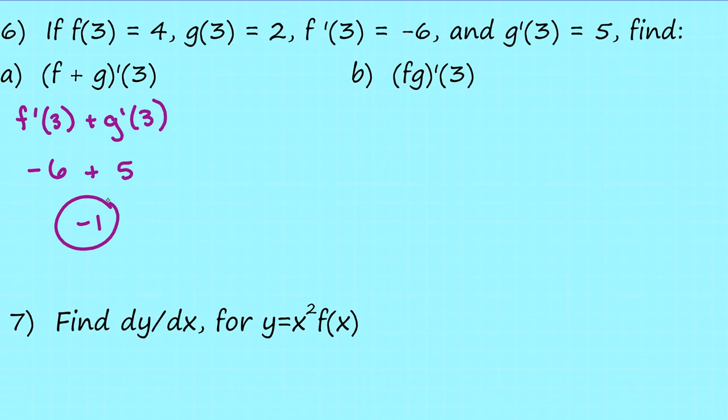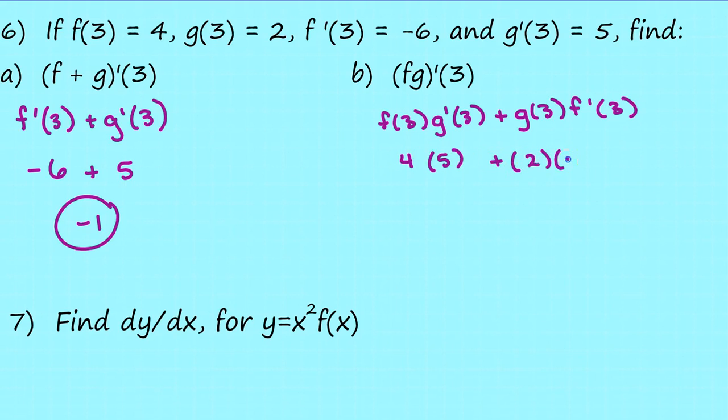However, when we look at part B, we're asked to find the derivative of the product. And the whole point of today's lesson is that the derivative of a product is not the product of the derivatives. The derivative of the product is found by using the product rule. According to the product rule, we take the first times the derivative of the second plus the second times the derivative of the first. Once we have that established, let's look back up at the top and plug in the numbers. So we have 4 times 5 plus 2 times negative 6. 20 minus 12 is 8.